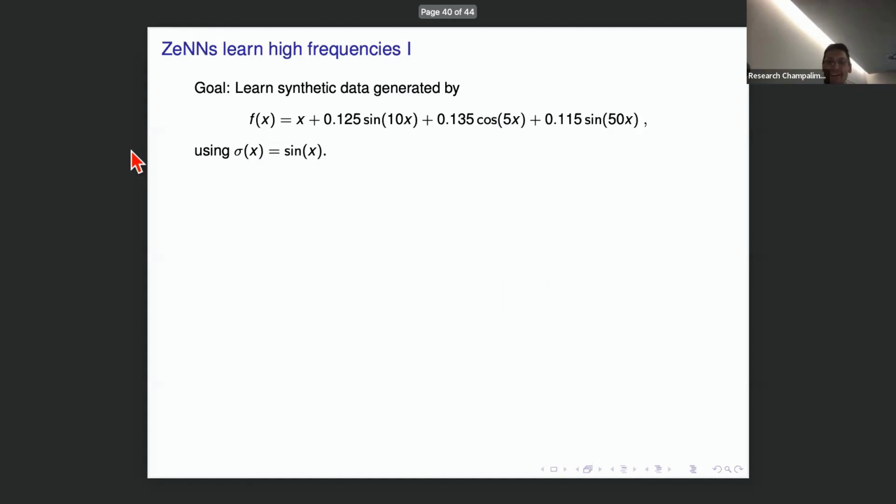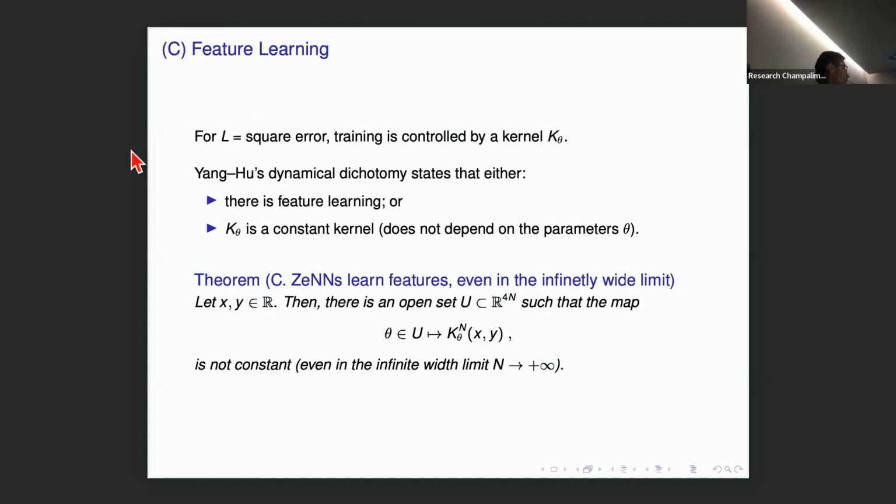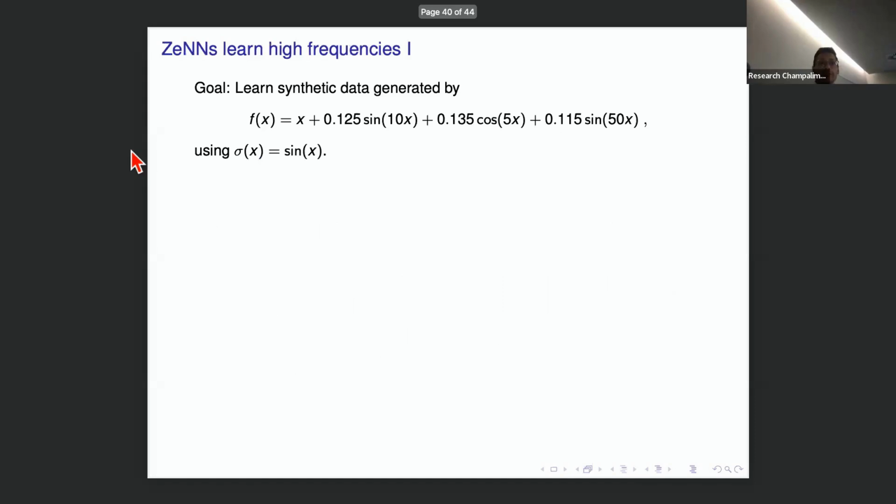Okay, very well. The first experimental result is to learn data generated by a function that we picked. It's a linear function x plus some sines and some cosines. And we are going to learn this data using a rather appropriately chosen nonlinearity, which is the function sine of x. But you see there is some large frequency there, the 50x. That 50 is a large frequency, right?